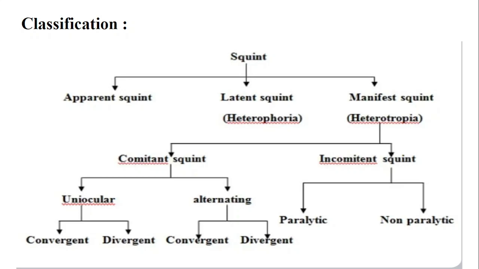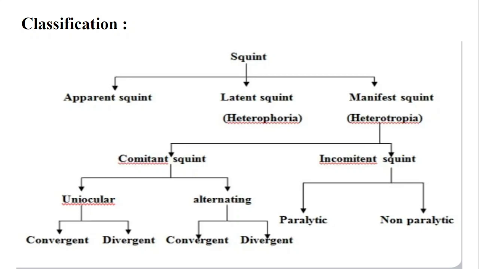Number 3. Manifest squint. A manifest squint is visible when both eyes are open. It can cause problems with depth perception, eye strain, and self-esteem. Number 4. Concomitant squint. A concomitant squint is a type of manifest squint where the angle of deviation remains constant in all directions of gaze. Number 5. Paralytic squint. A paralytic squint is a type of manifest squint caused by a weakness in one or more of the muscles that control the eye movement.